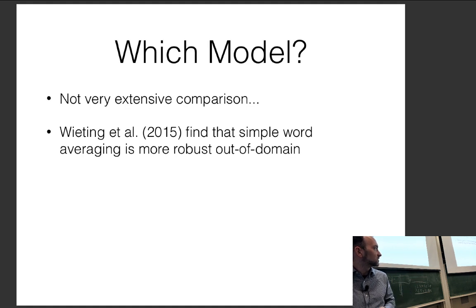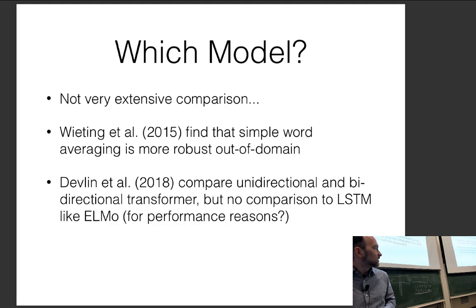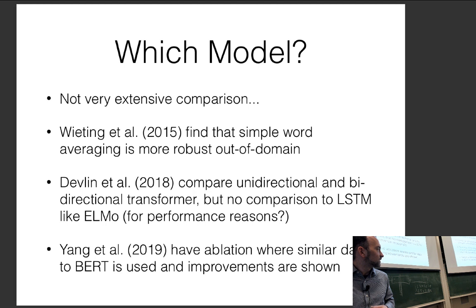Some results have shown that simple word averaging is more robust out of domain. There's unidirectional versus bidirectional transformers. There's no comparison to LSTMs, maybe for performance reasons. So with XLNet, they showed that having longer context is useful, etc. Basically there's not really a super extensive comparison here, but in some cases people do a few ablations.